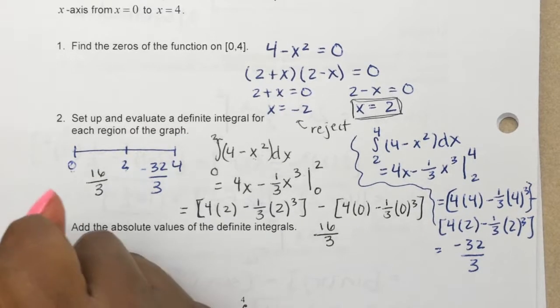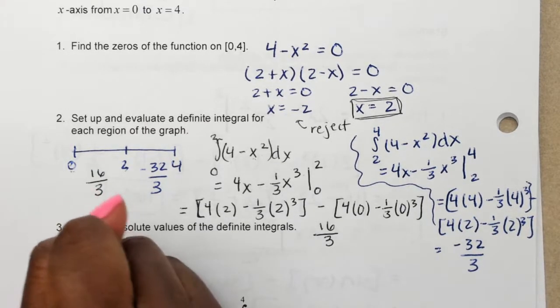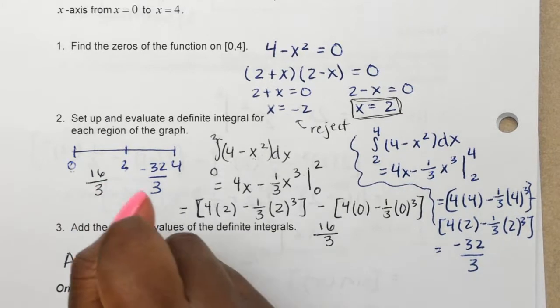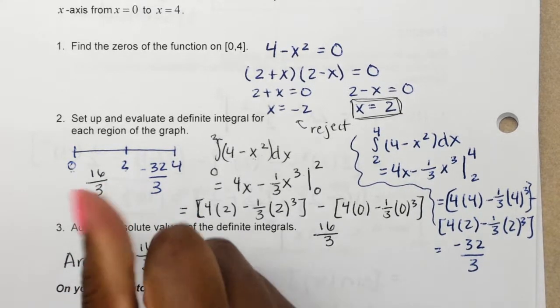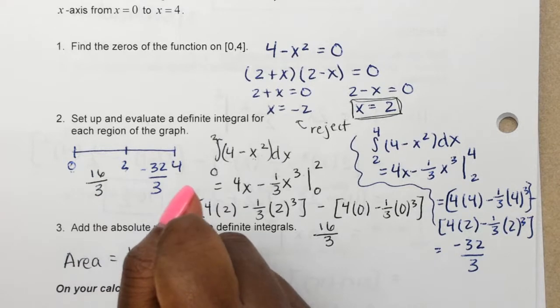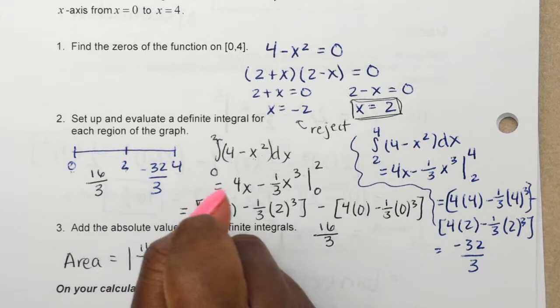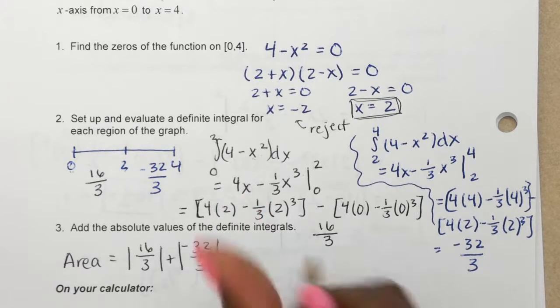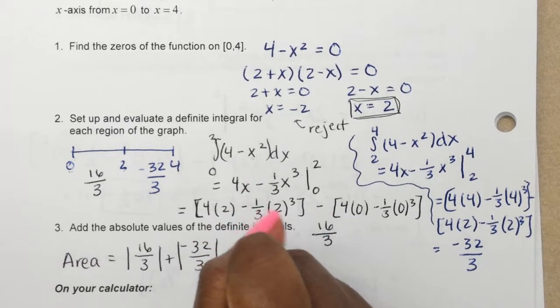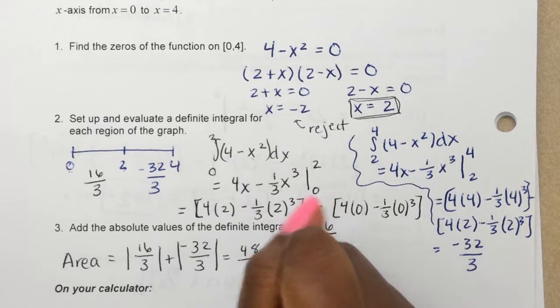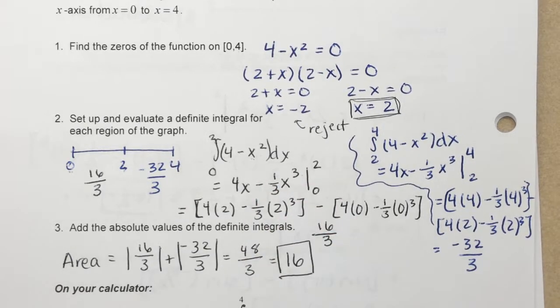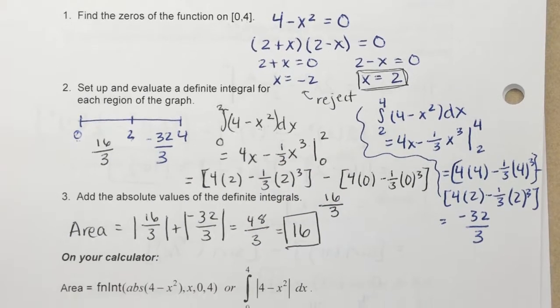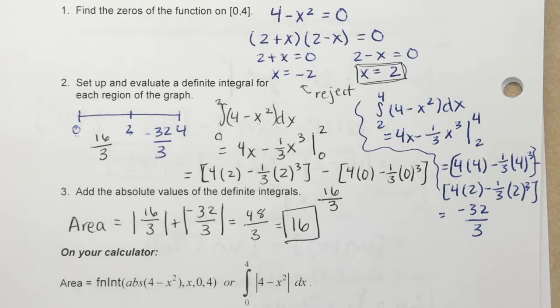So now our total area will be the absolute value of 16 over 3 plus the absolute value of negative 32 over 3, which will give us 48 over 3, which reduces to 16. So the total area of that integral from 0 to 4 is 16.